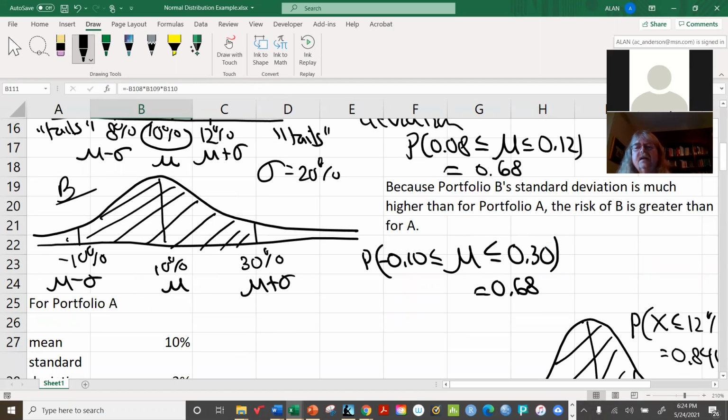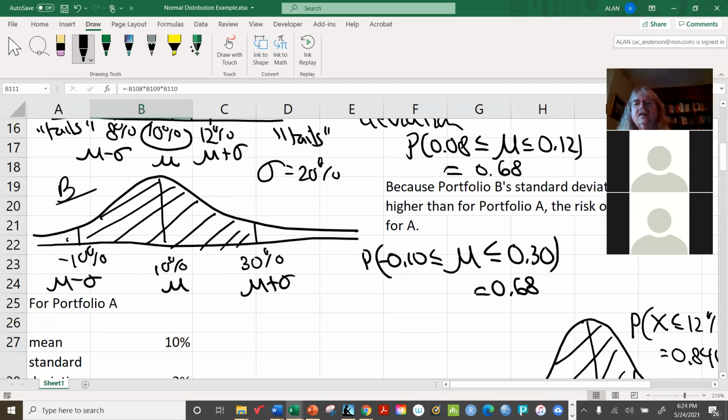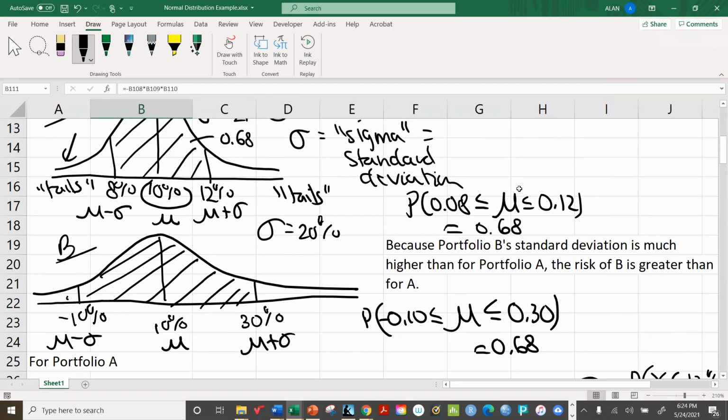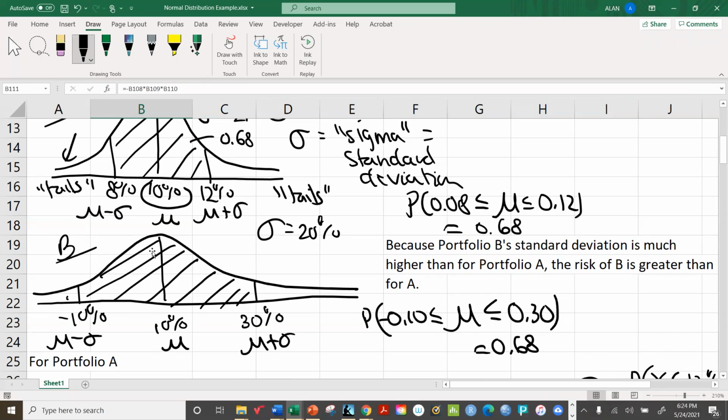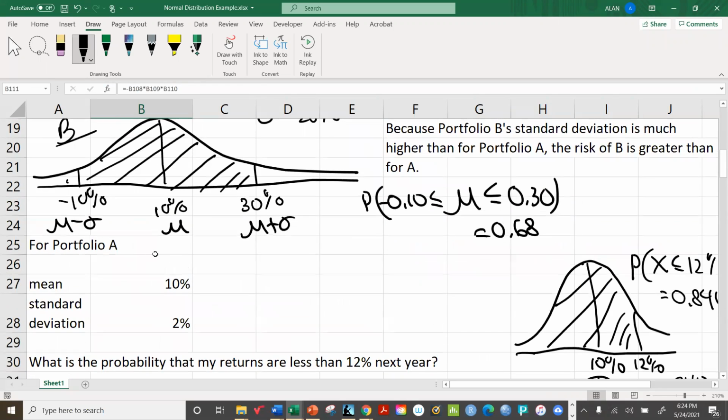All right, and so what that means is there's a lot more risk with portfolio B than with portfolio A. All right, lots more risk, and you can tell because the standard deviation is so much higher. The returns are more spread out about the mean, although it still has that classical bell-shaped curve to it. Yeah, the returns up here are much closer to the mean on average than down here. So that means portfolio B is much riskier than A.